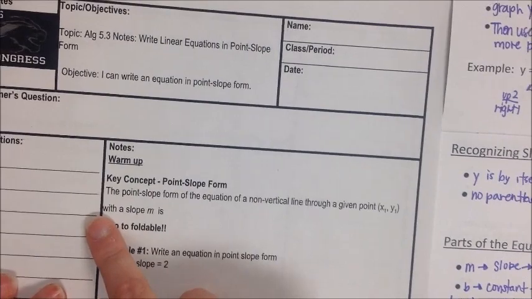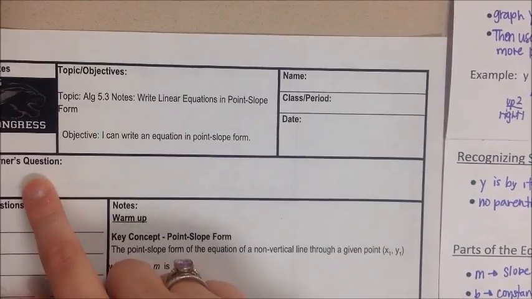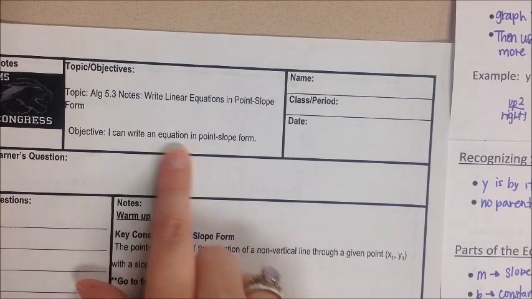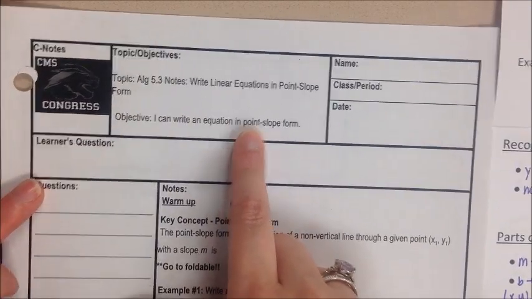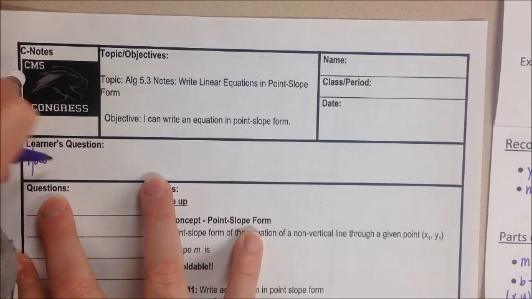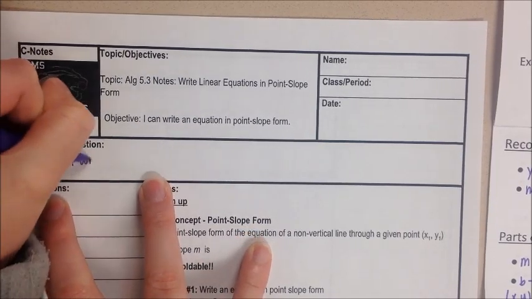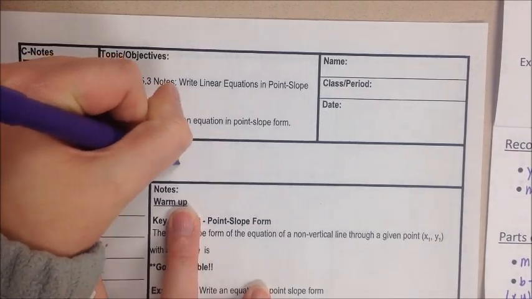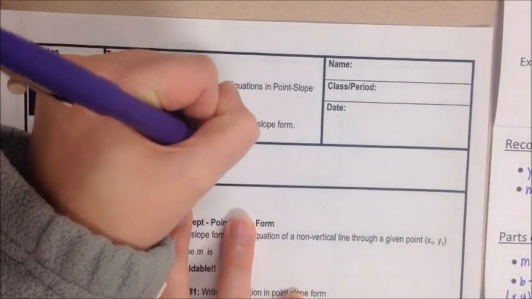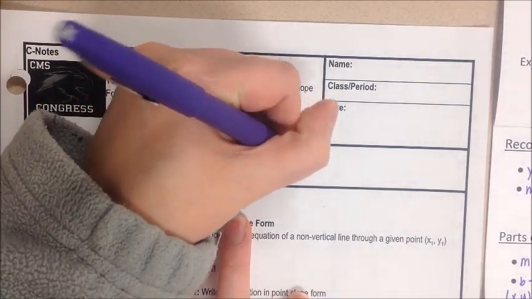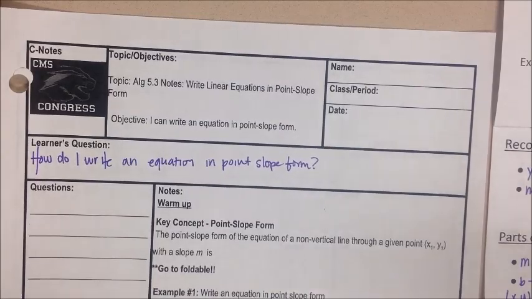Now I'm going to flip over real quick into this key concept. Actually, we're going to go up to the learner's question, and our objective is: I can write an equation in slope-intercept and point-slope form. So my learner's question is going to be simple: How do I write an equation in point-slope form? And it's not as hard as it looks, I promise.